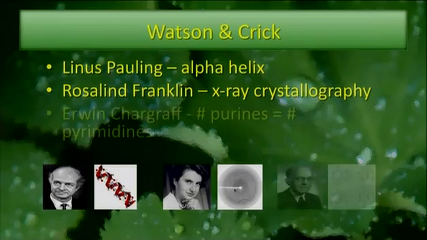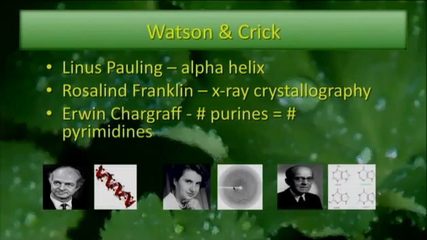Now Erwin Chargaff delineated Chargaff's rules. Chargaff's rule is that the number of purines, remember, G and A, or guanine and adenine, equals the number of pyrimidines, or cytosine and thymine. So you have the double ring structures and you have the single ring structures. The number of purines equals the number of pyrimidines.